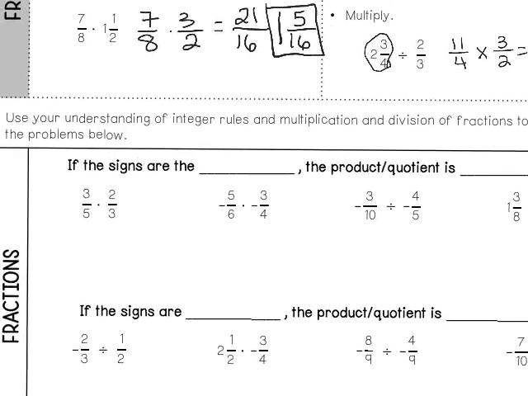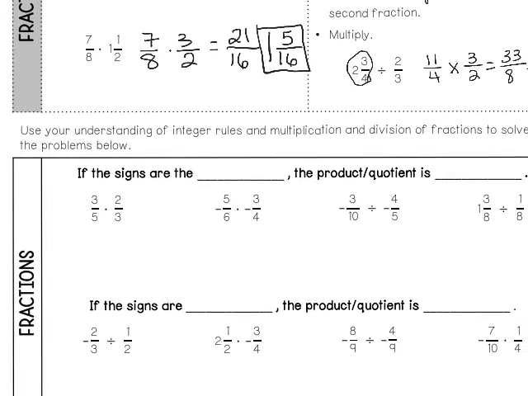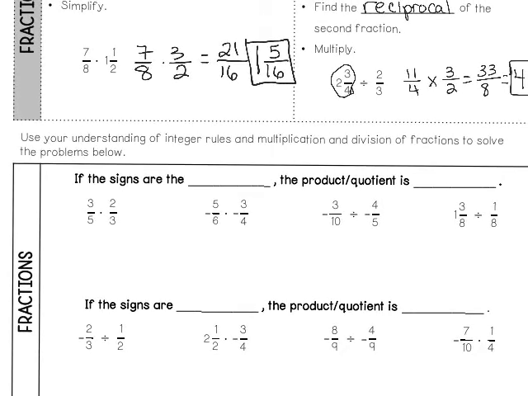Looking down here about the integers, use your understanding of integer rules and multiplication and division of fractions to solve the problems below. So if the signs are the same, then the product or quotient is positive. And if they are different, the product or quotient is negative.